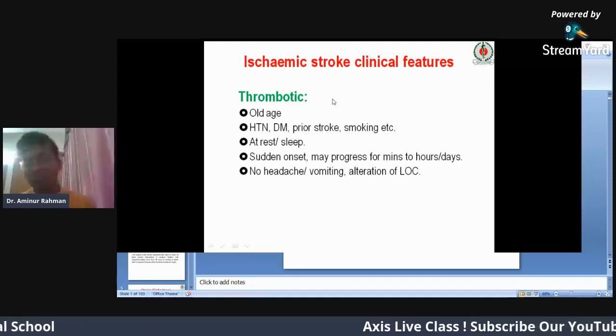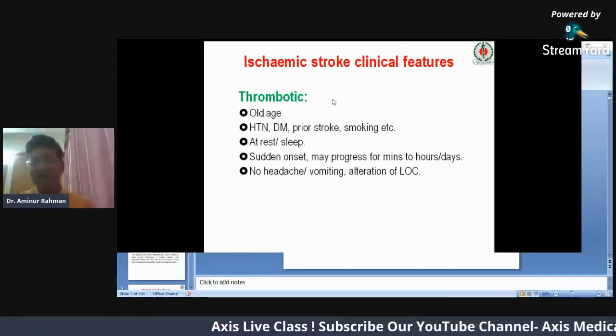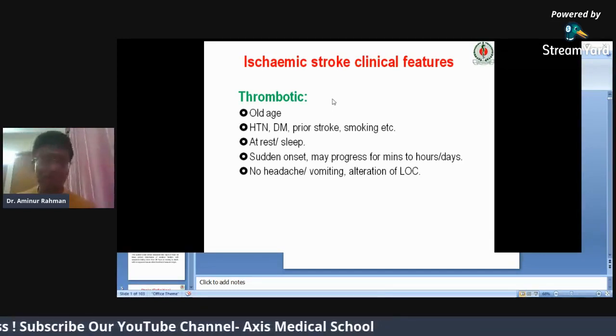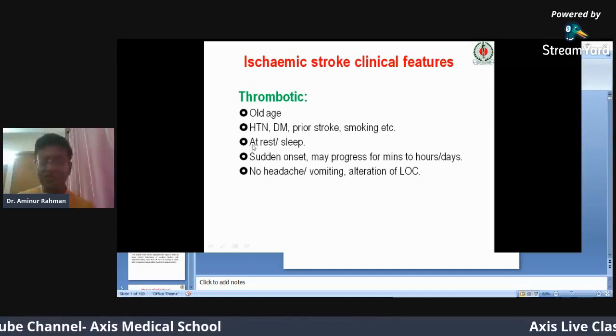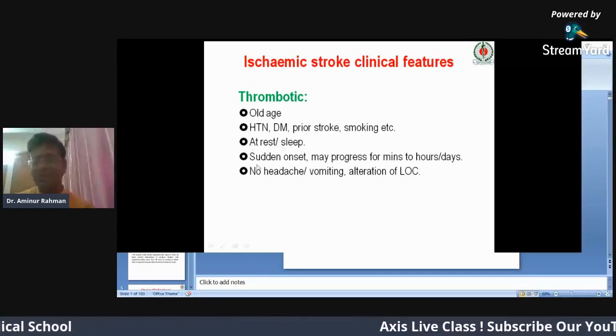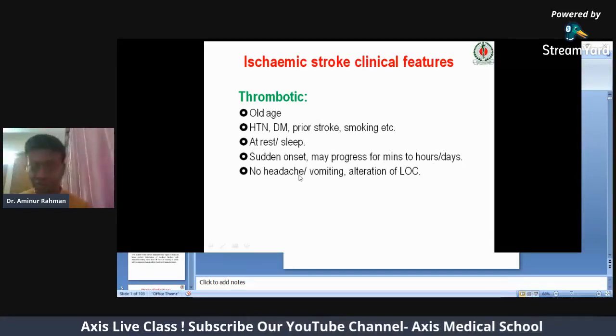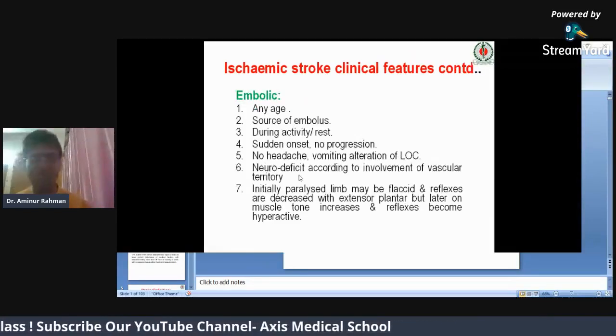This is thrombotic stroke. Thrombotic stroke occurs usually in old age. Hypertension, prior stroke, smoking, and diabetes mellitus are all risk factors for thrombotic stroke. It occurs usually at rest or during sleep. Sudden onset may progress over minutes to hours and days. No headache, no vomiting, no altered level of consciousness.